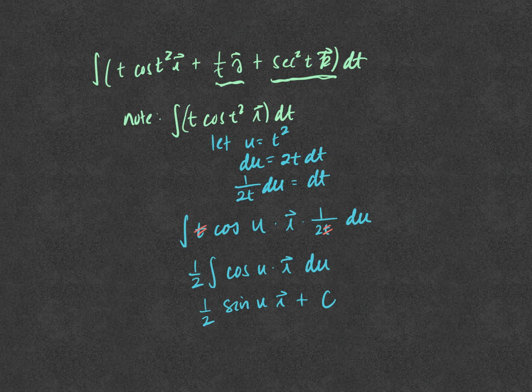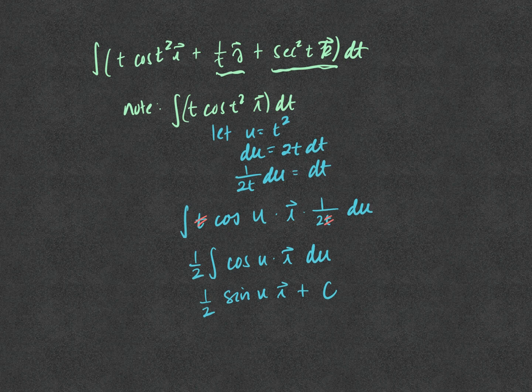When you do u sub, you need to show some steps of u sub. You need to indicate you're using u sub and show some steps. Don't just do it all in your head. At least let u equal and show some steps along the way. Let's wrap this up before we go back. So we have 1/2 sine, and u is t squared, i, plus c.